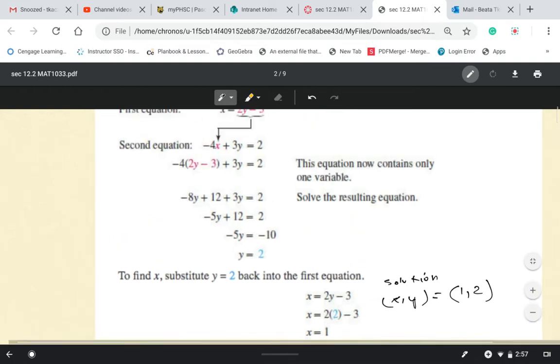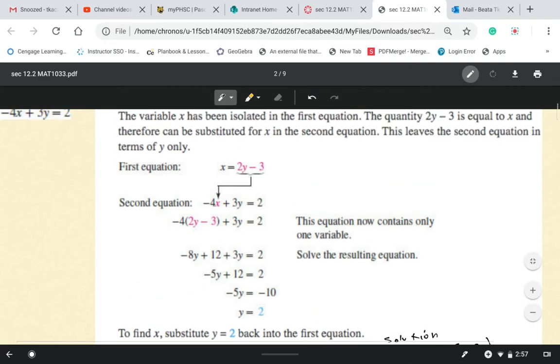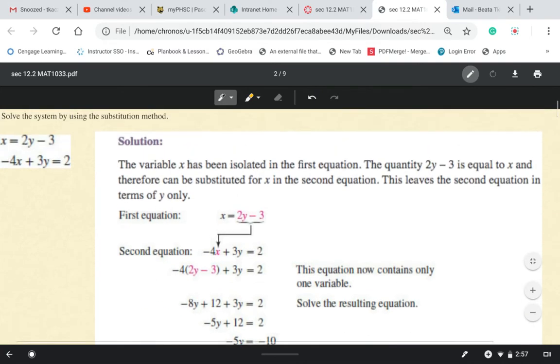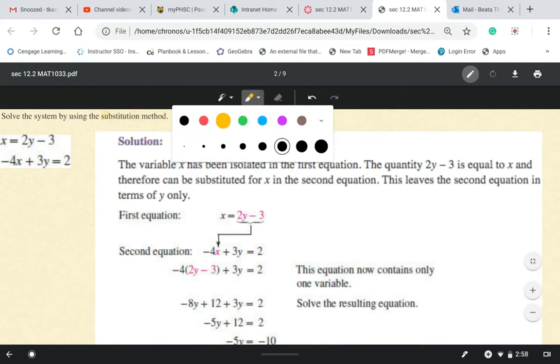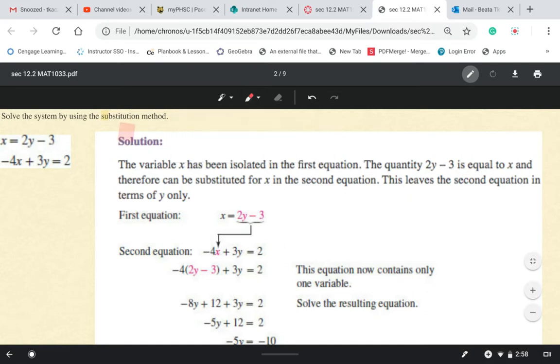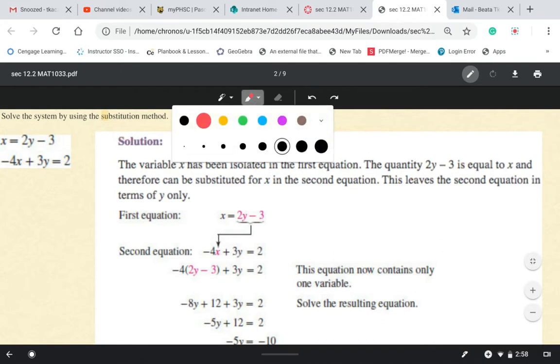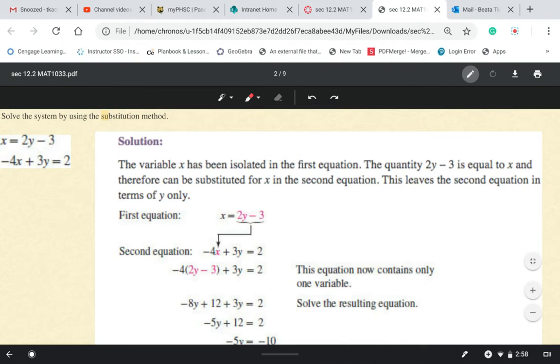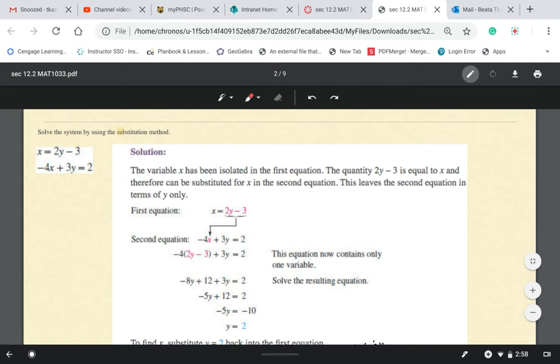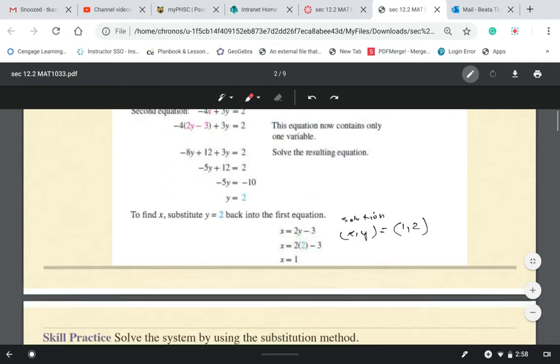Okay, so this is what we're going to do in this lecture. We're going to use the substitution method. Sometimes they will give you nice equations where it's very easy to do the substitution. Sometimes we need to use our algebra skills to rearrange the equation a little bit to be able to use the substitution.